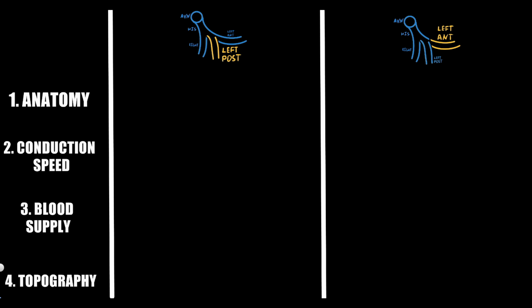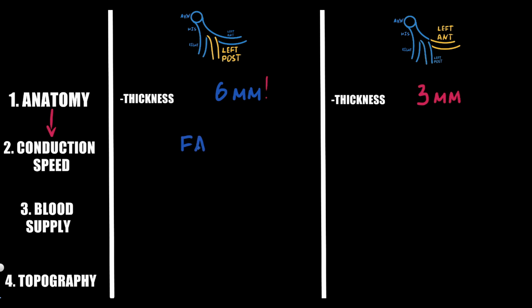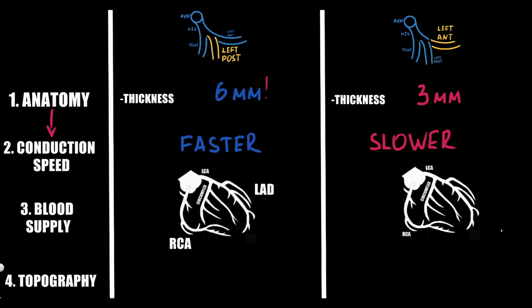Let's explain why it is so rare in comparison to left anterior fascicle. Let's start with anatomy. Left posterior fascicle is thicker, as a result has a greater conduction speed. Also, it has double vessel blood supply from the left anterior descending artery and right coronary artery. At the same time, left anterior fascicle is supplied by the left anterior descending artery alone.